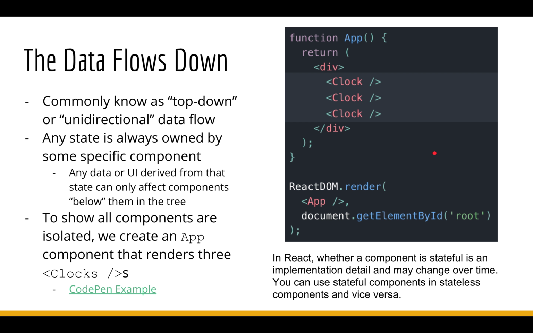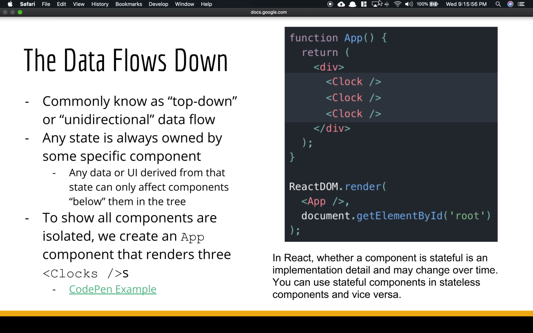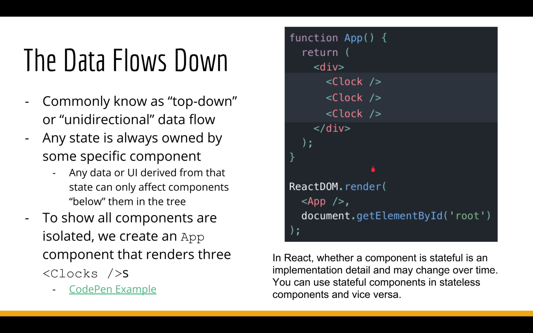Okay, so another thing is, in addition to data flowing down, typically what we call that is top-down data flow or unidirectional data flow, because data cannot flow up a component chain. It can only flow down, kind of like a waterfall. And any state is always owned by a specific component, but it can be passed down via props if there's other components further down that rely on that piece of state.